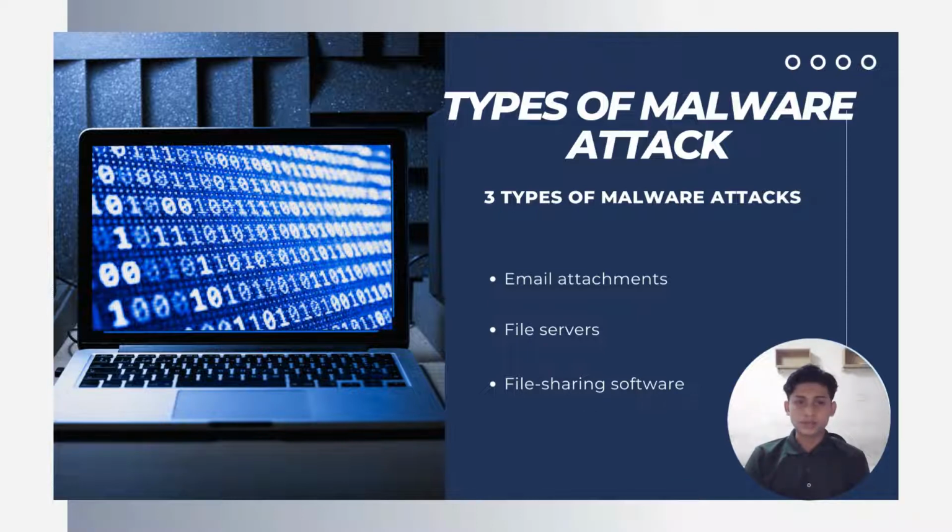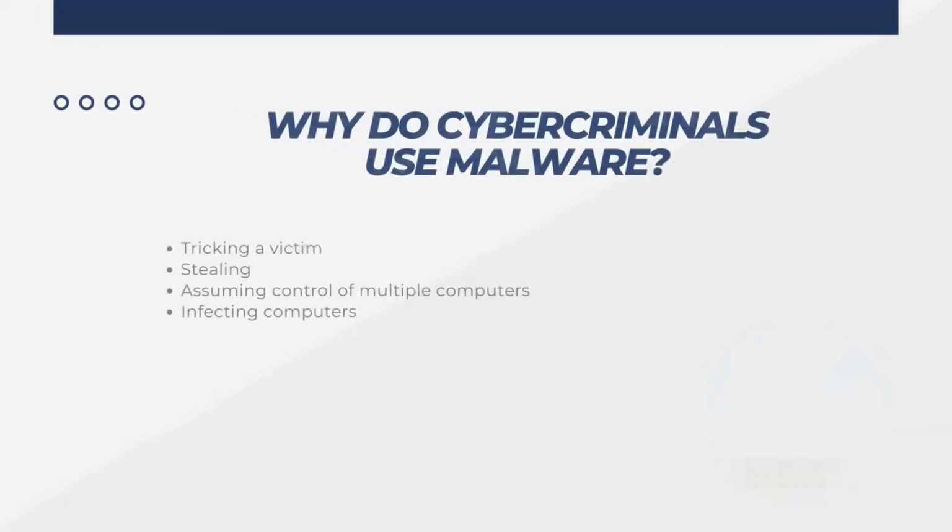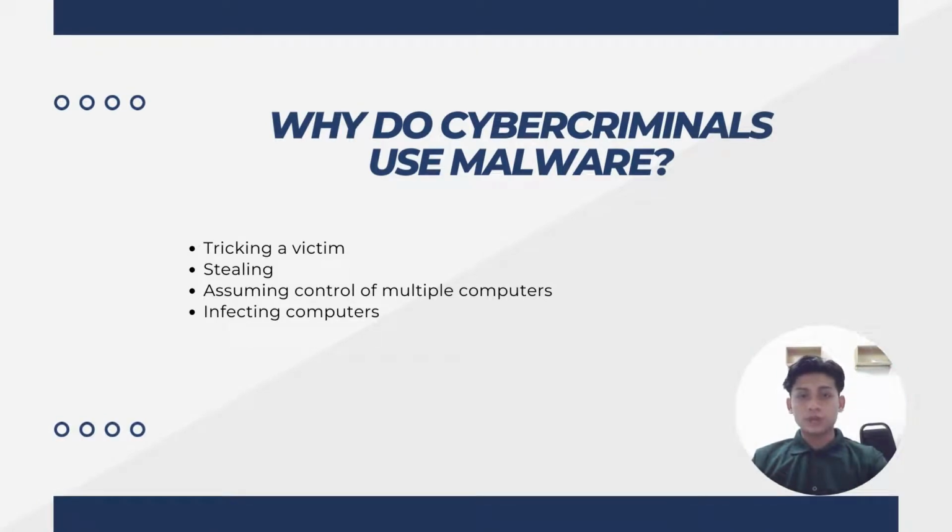Next is file servers. File servers, such as those based on Common Internet File System (CIFS) or SMB, and Network File System (NFS), can enable malware to spread quite quickly as users access and download infected files. Lastly is file sharing. File sharing software can allow malware to replicate itself onto removable media and then onto computer systems and networks.